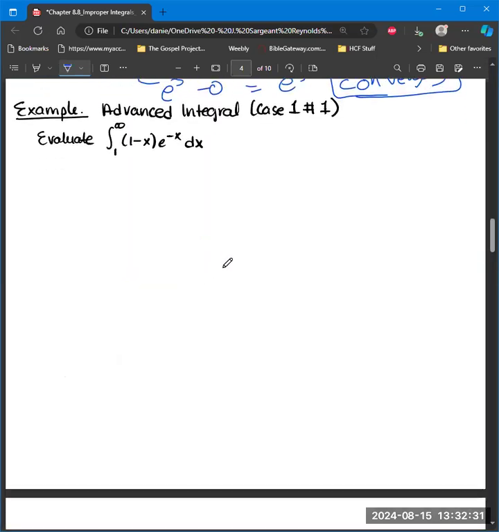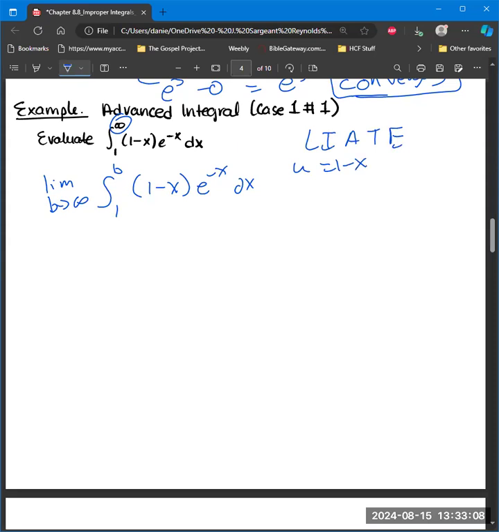Let's look at a more advanced integral here. So we have an improper integral because we're going to infinity here. So limit as b goes to infinity of the integral from 1 to b of (1 minus x) e to the negative x dx. And we're going to need integration by parts here because we have an algebraic piece and an exponential piece. So remember LIATE is going to help us choose that u is equal to 1 minus x and dv is e to the negative x dx.